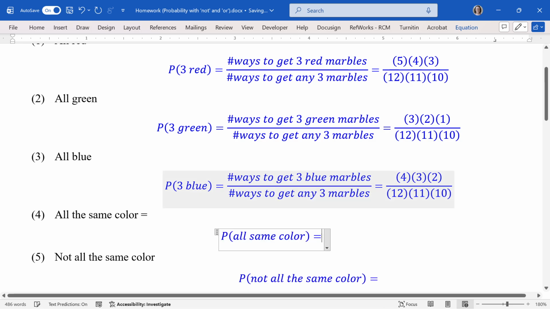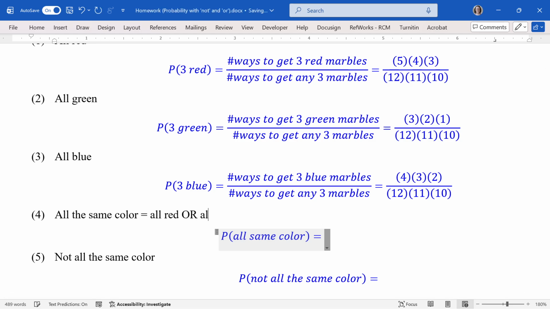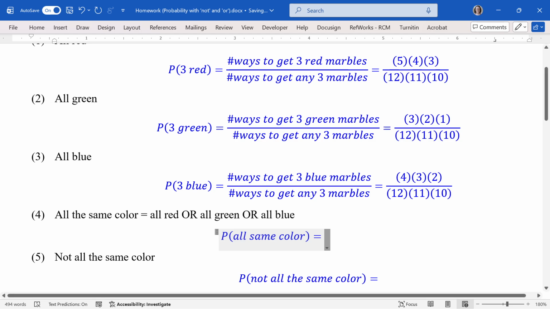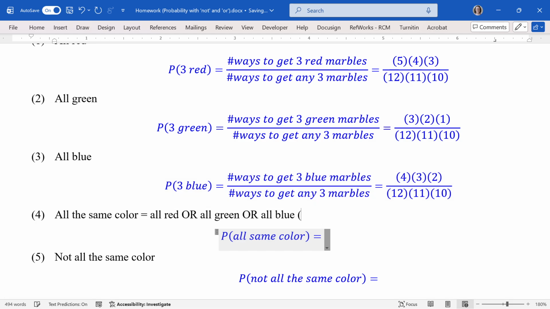So the approach we want to take is to interpret this all the same color event as actually 3 different events, and then we're going to put ors between them. So all the same color really means all red or all green or all blue. Okay? And now we didn't learn any formula for the probability of 3 events unless those events are mutually exclusive. So we better hope these are mutually exclusive, because if they're not, then you got some weird overlapping stuff you have to deal with. Okay, so are these actually mutually exclusive events?